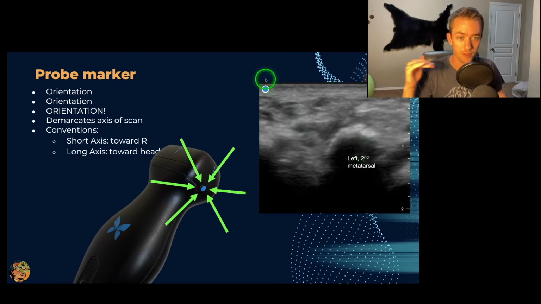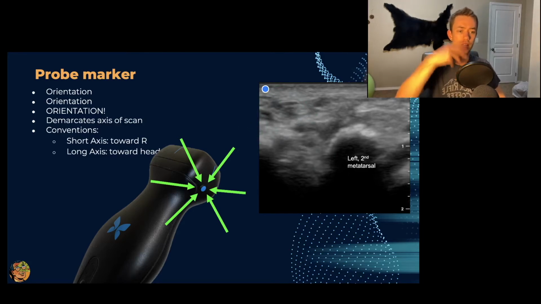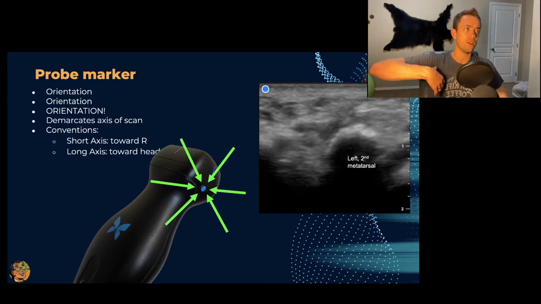What I'm talking about is probe markers. This is the right side of the patient. This is the left second metatarsal, and this is the right side of his left foot. What's just to the right of his left second metatarsal? This is going to be the first metatarsal on the left foot. Just a simple way to get into how you orient yourself when you look at an image.